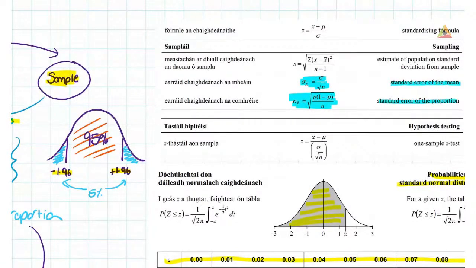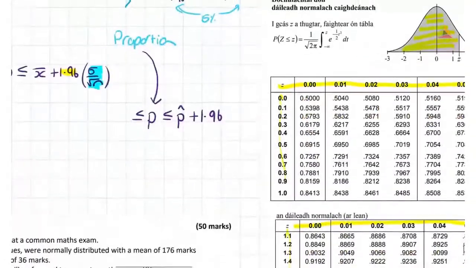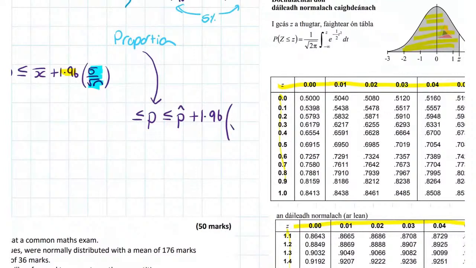So don't get confused. If the question says mean and it's a confidence interval for a mean, it's the standard error of the mean we use. If the question mentions a proportion, it's the standard error of the proportion that we're using. So it's P hat plus or minus 1.96. This time it's standard errors of the proportion.